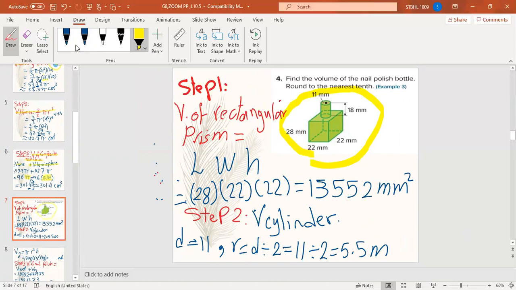And this nail polish bottle is composed of two solids. The first solid, which is the base down, is a rectangular prism. And the top is a cylinder. And I want to give you a hint how to find the volume, how to figure out whether you are going to add or subtract the volume of the given solids, or the composite solids, together.